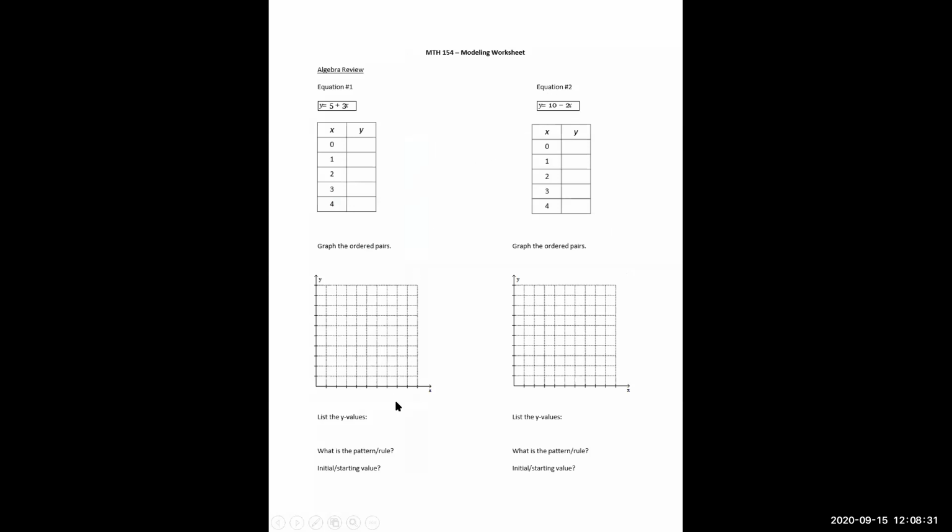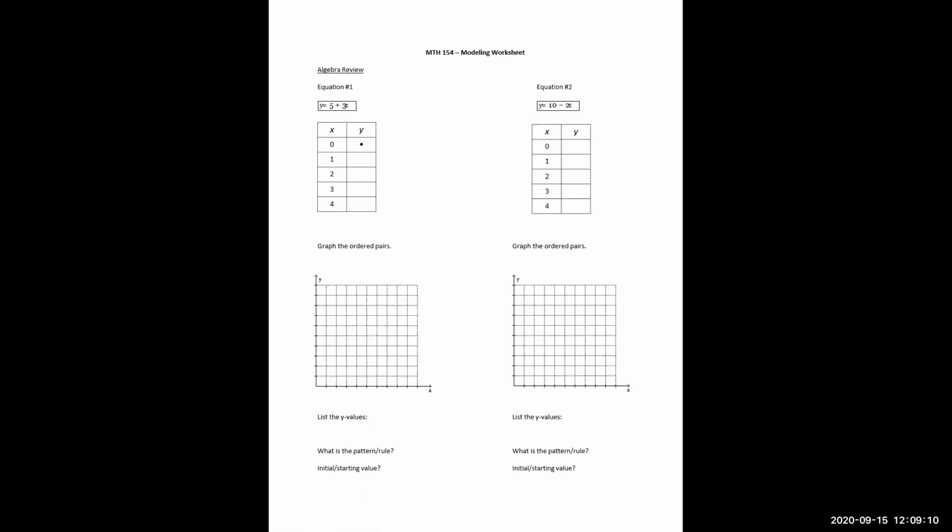So let's take a look here at an algebra review for linear. Equation number 1, we've got y equals 5 plus 3x. And equation number 2, we've got y equals 10 minus 2x. So let's actually do number 1 first together. So go ahead right now and find the corresponding y values when the x value is as follows: 0, 1, 2, 3, and 4. Complete that on your paper right now. Pause the video and hit play when you're ready.